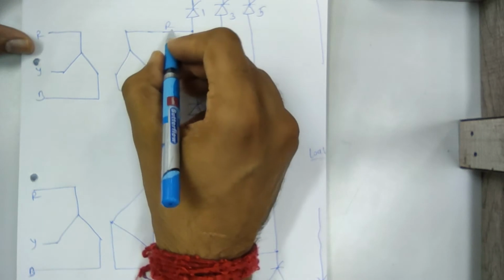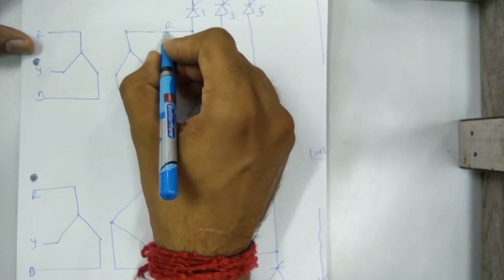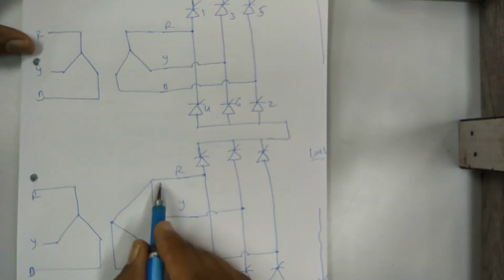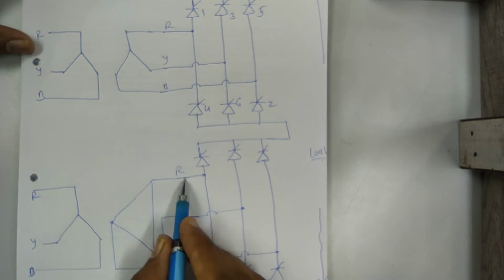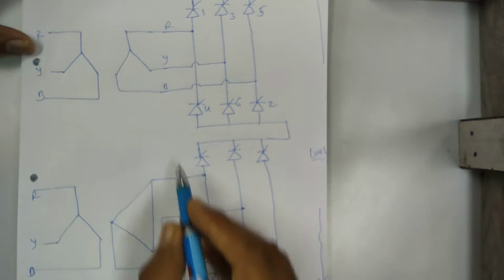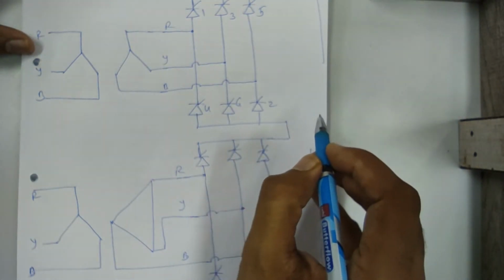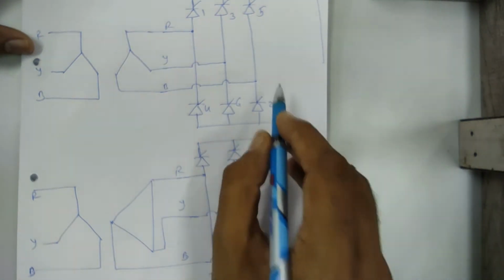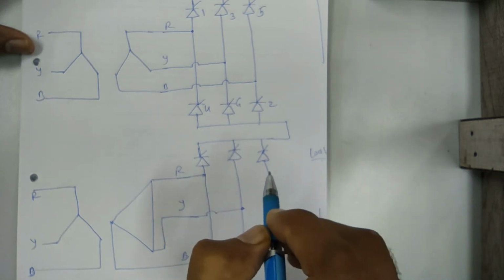It means suppose this R phase is given at 0 degree, then this R phase is given at 30 degree. Clear? So there is a 30 degree phase shift between the phases. So that's why you get the 6 plus 6, 12 pulses at the load side.